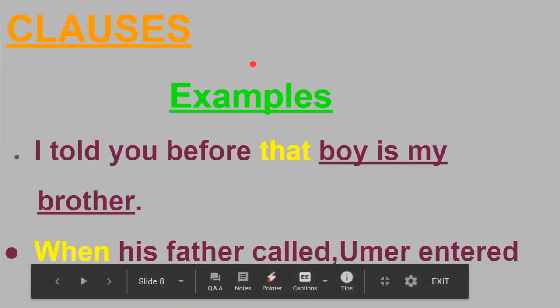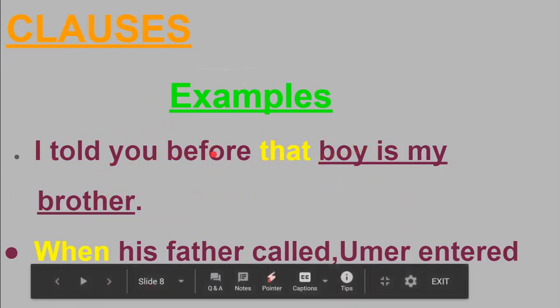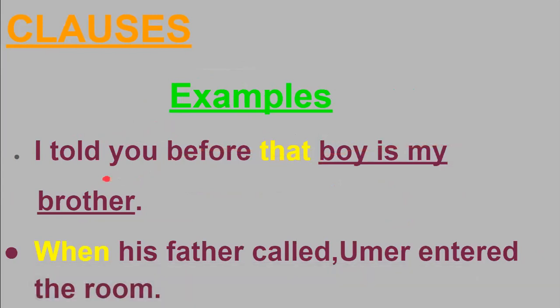So here are some examples of clauses from which you are going to get a clear picture of what clauses are in a sentence and how we can detect them. See here, example number one: I told you before that boy is my brother. Now look here. There are two clauses in this sentence. The first clause is before this yellow word "that": I told you before. So this is the main clause or the independent clause, students.